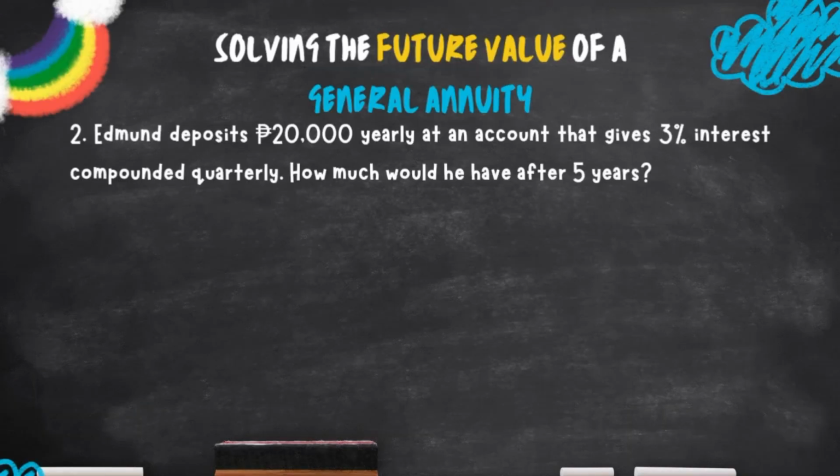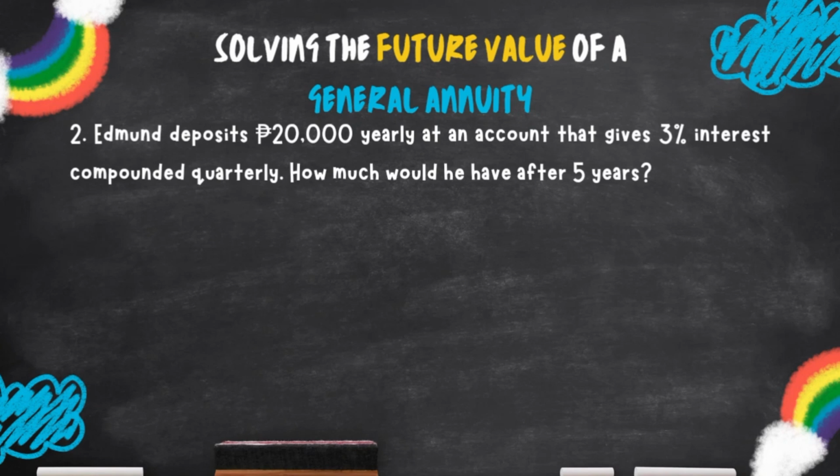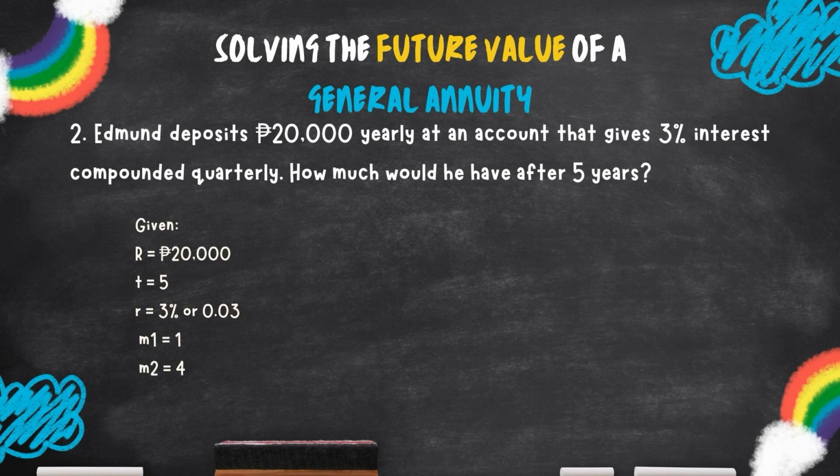Next problem. Edmund deposits 20,000 pesos yearly at an account that gives 3% interest compounded quarterly. How much would he have after 5 years? For this second problem, let's identify the given first. The regular payment is 20,000 pesos, time is 5 years, and the rate is 3% or 0.03, with M sub 1, which is 1 because it's paid yearly, and M sub 2, 4 because the interest is compounded quarterly.